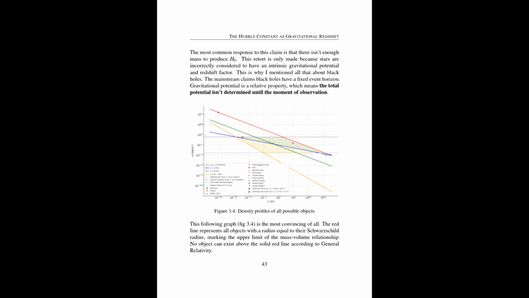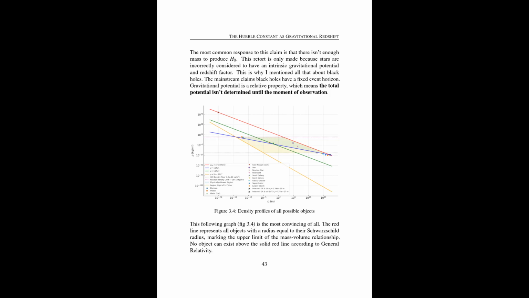The most common response to this claim is that there isn't enough mass to produce the Hubble constant. This retort is only made because stars are incorrectly considered to have an intrinsic gravitational potential and redshift factor. This is why I mentioned all that about black holes. The mainstream claims black holes have a fixed event horizon. But gravitational potential is a relative property, which means the total potential isn't determined until the moment of observation.